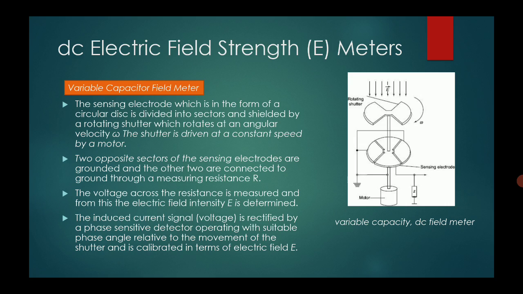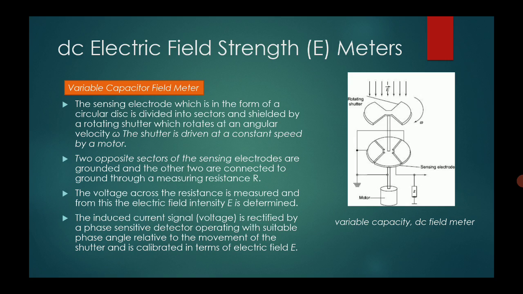The sensing electrode, which is in the form of a circular disc, is divided into sectors and shielded by the rotating shutter, which rotates at an angular velocity omega. The shutter is driven at a constant speed by a motor. Two opposite sectors of the sensing electrodes are grounded. You can see the grounding there in the right hand side diagram, and the other two are connected to the ground through measuring resistance R. The voltage across the resistance is measured, and from this the electric field intensity E is determined.